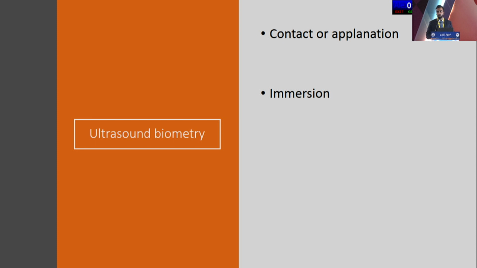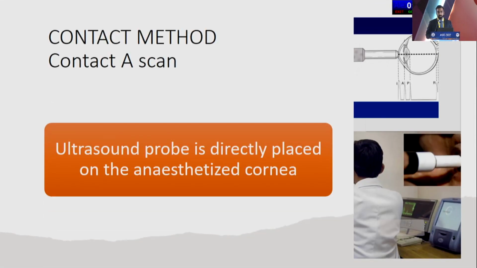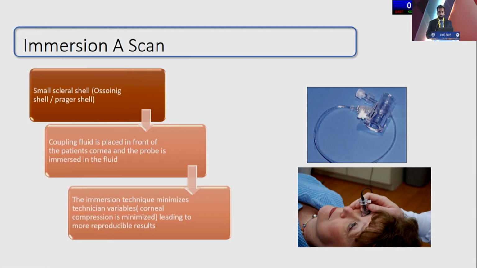So there are 2 ways to go about your ultrasonic biometric measurements. One is the contact or applanation method, and the other is the immersion method. The contact method uses the ultrasound probe, which is directly placed on the anesthetized cornea. This is the most commonly used method in most places, but it has the drawback of indenting the cornea, which will give you a fairly shorter reading than the true measurement of the axial length.